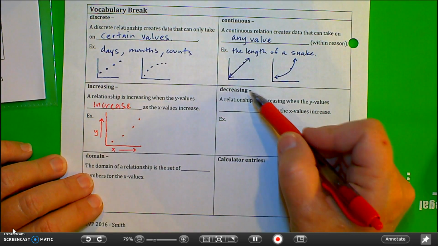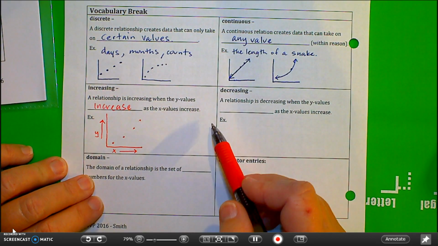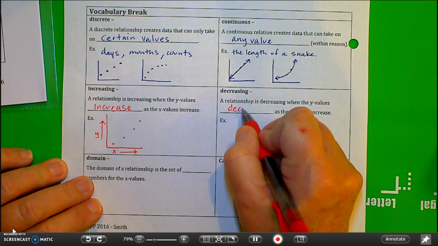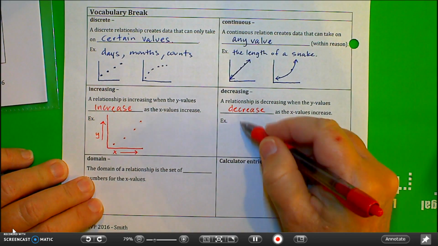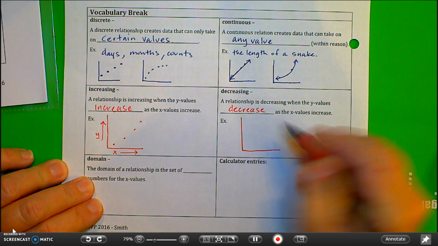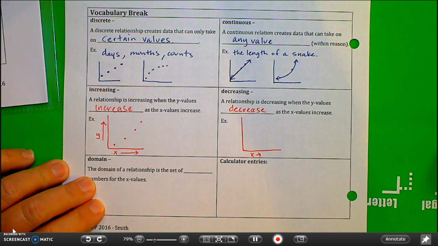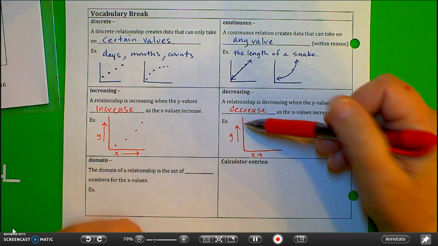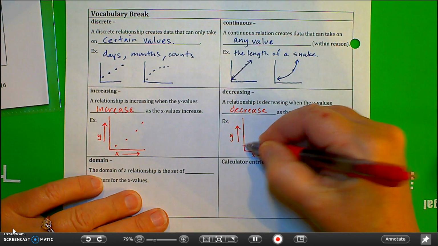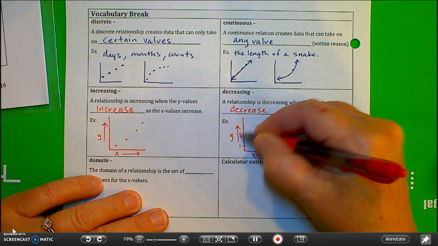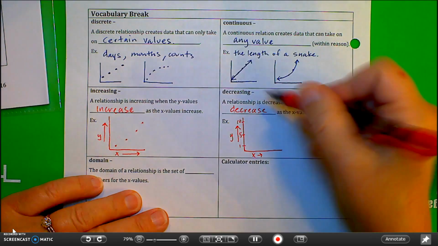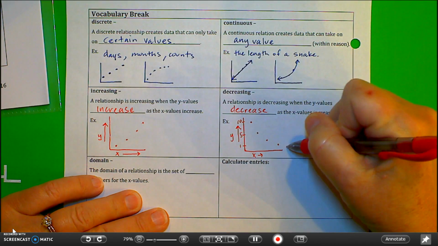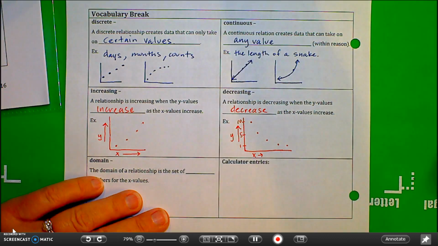On the other hand, a decreasing function is a relationship that's decreasing when the y values decrease, or get smaller, as the x values increase. If we look at a graph of this, here's what we're saying. The x values increase going to the right. On the axis, the y values increase as you go up. That's the normal way to write that. Like you might have 1, 5, 10, this way. But the actual values in your graph get smaller as x gets bigger. That's a decreasing function. Okay?